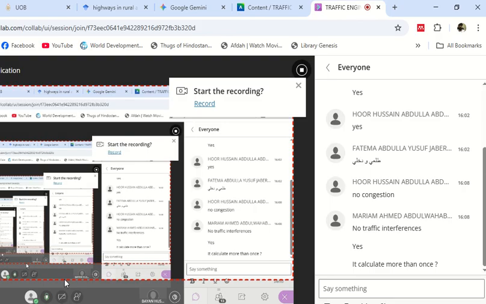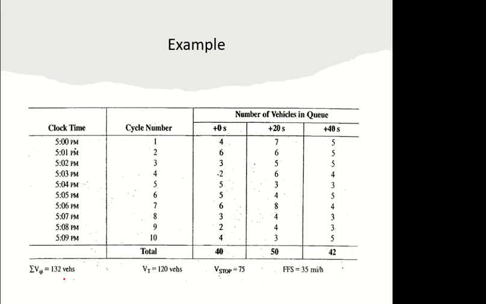Yes, you are right. Number of vehicles in the queue can be counted more than once. So let's say these first 4 vehicles were counted here. When he looked at the intersection after 20 seconds, these 4 vehicles are still there and 3 more are added. So this 7 is this 4 plus 3 more.